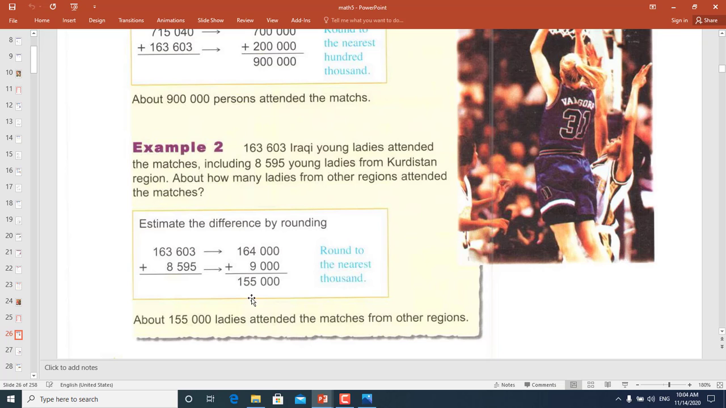After that, we will subtract them. 0 minus 0, it is 0. 0 minus 0, it's also 0. 0 minus 0, 0. 4 minus 9, it's not enough. We can break apart. We take 1 from this 6. This 6 will be 5, and this 4 will be 14 because we take 1 ten. And 14 minus 9, it's 5. And we have 15, we bring down.